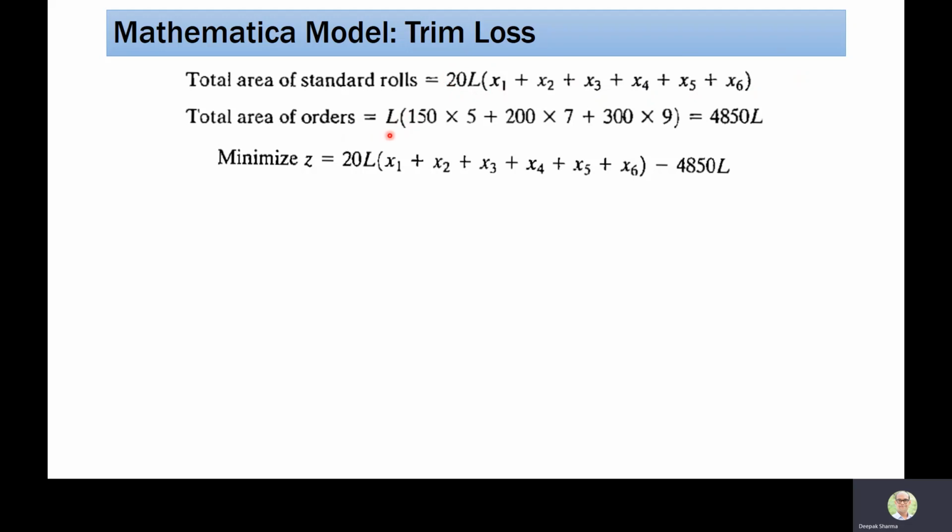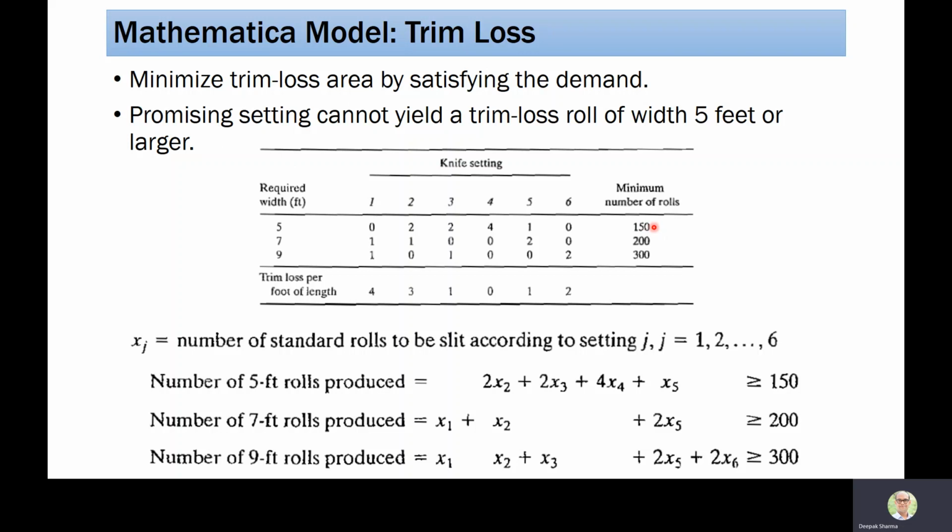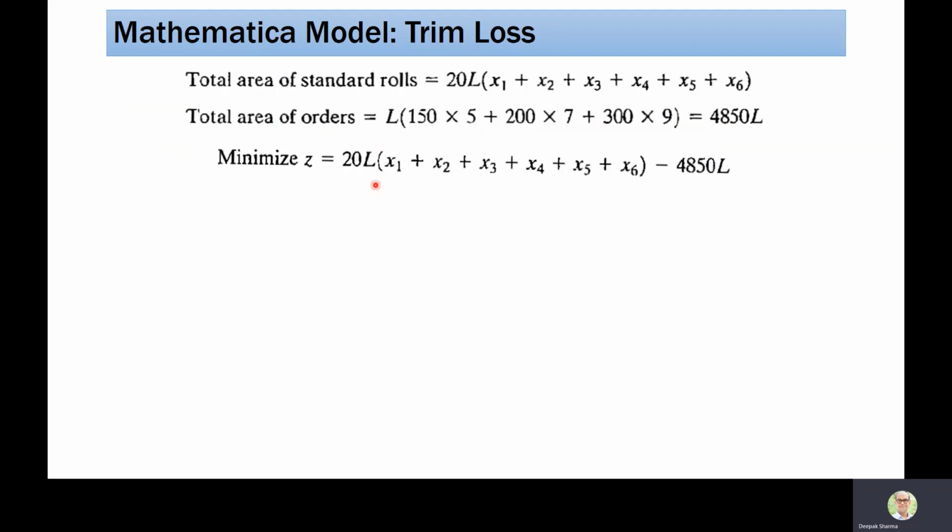What is the total order? How can we find it? We can find this from the minimum demand. I need 150 rolls of 5 feet, 200 rolls of 7 feet, 300 rolls of 9 feet. So I can take L outside: 150 into 5, this is the demand for the 5 feet roll, plus 200 into 7 plus 300 into 9, which is 4850 L. So this is what we need as per the demand.